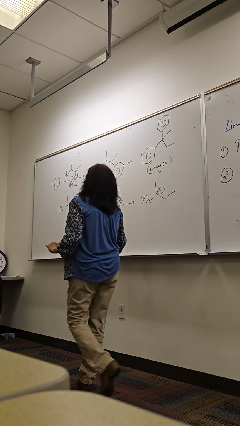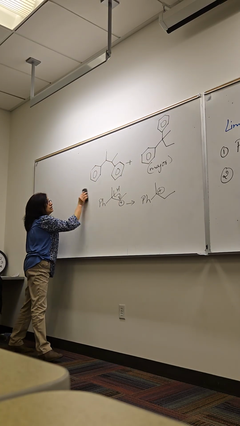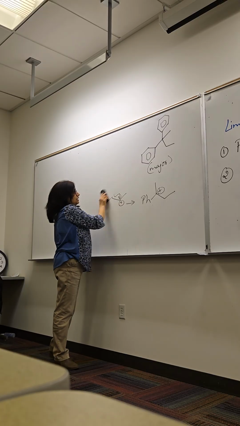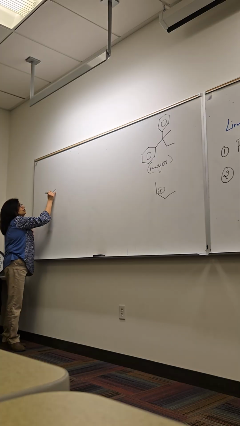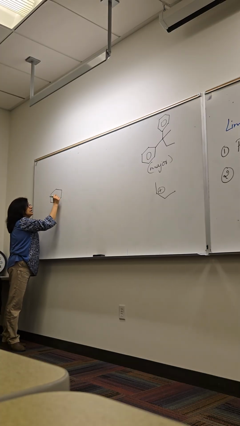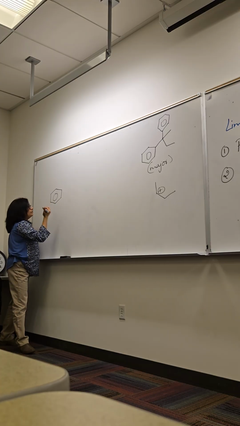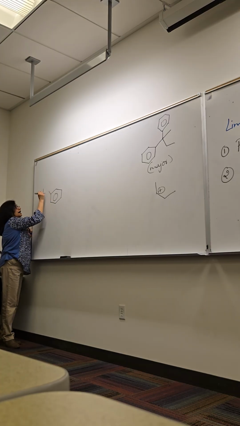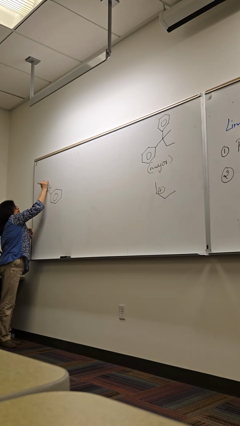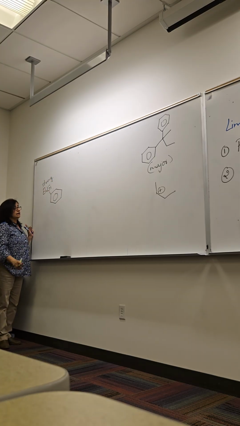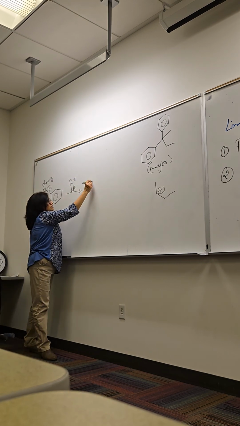There is one other limitation of this reaction. If you have a benzene that is already connected to strongly electron withdrawing groups, so let's say, for example, it already has a strongly electron withdrawing group, and I'll tell you which ones those are in a second, then Friedel-Crafts alkylation does not work.